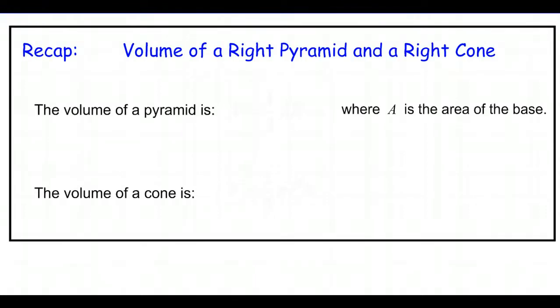Recap: volume of a right pyramid and a right cone. The volume of a pyramid is 1/3 A H, where we're using A for the area of the base, and the volume of a cone is 1/3 the area of the base, which is a circle, so 1/3 pi r squared h.